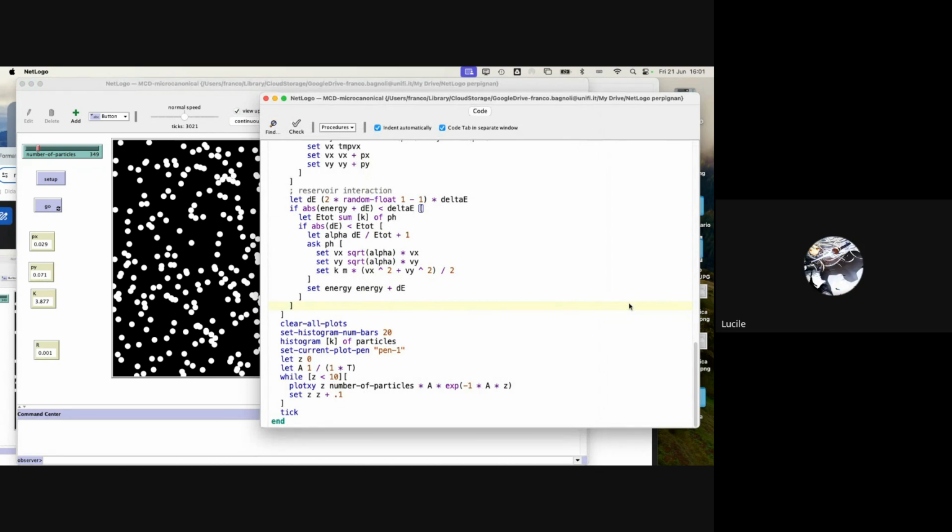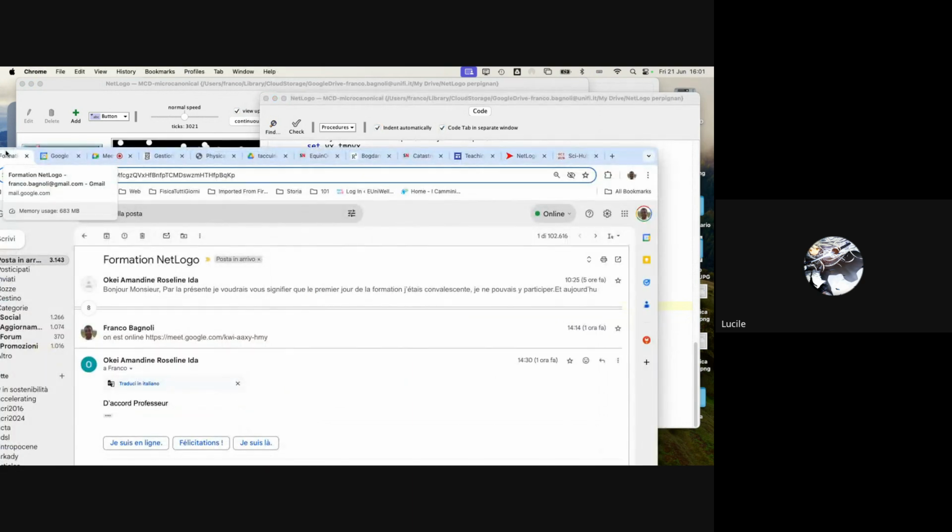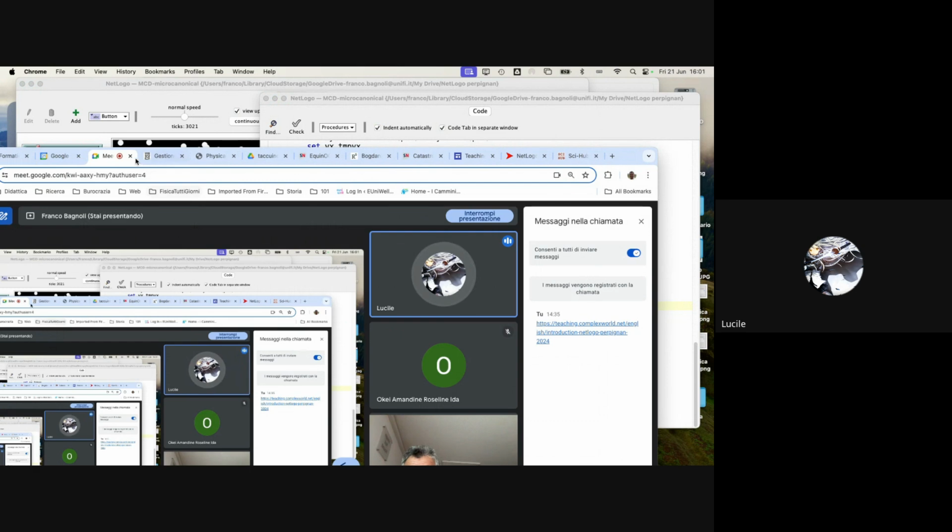Yeah, actually, I had a question. Is it possible to implement something like an energy distribution, like a probability of energy level for a quantity of particles?